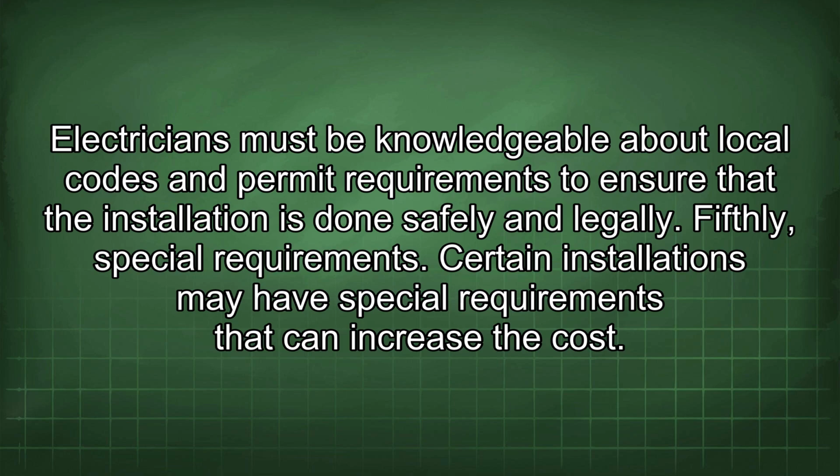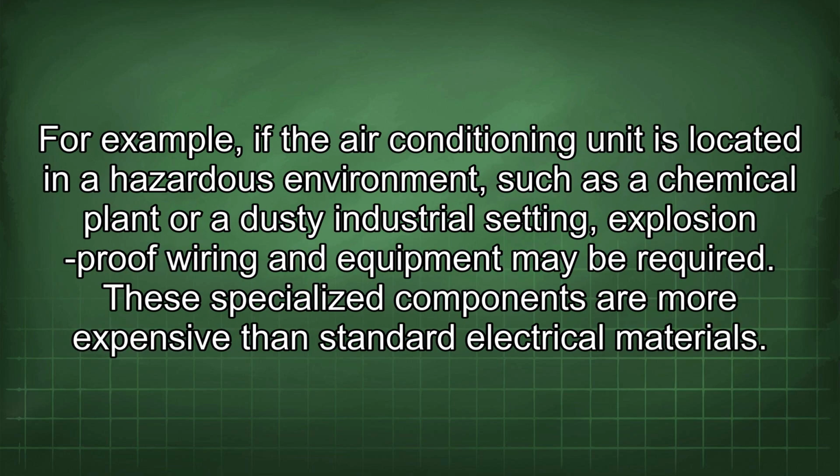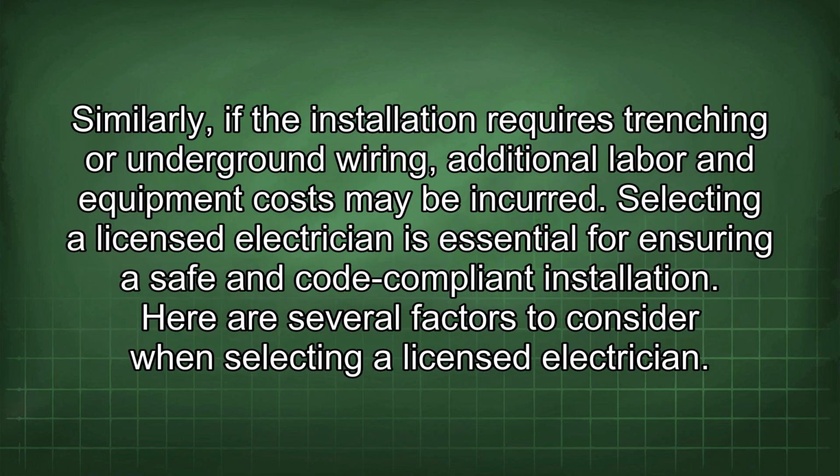Fifthly, special requirements. Certain installations may have special requirements that can increase the cost. For example, if the air conditioning unit is located in a hazardous environment, such as a chemical plant or a dusty industrial setting, explosion-proof wiring and equipment may be required. These specialized components are more expensive than standard electrical materials. Similarly, if the installation requires trenching or underground wiring, additional labor and equipment costs may be incurred.